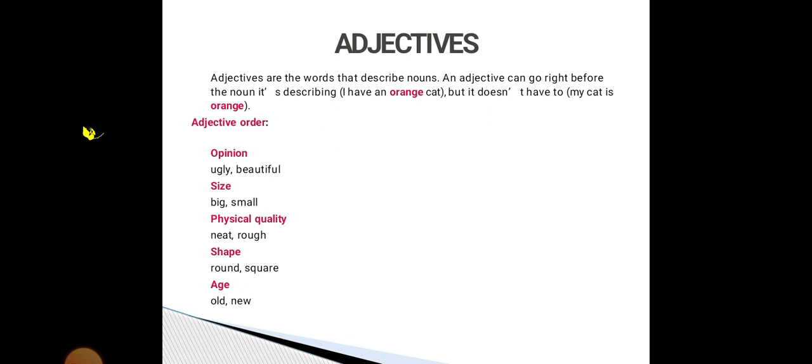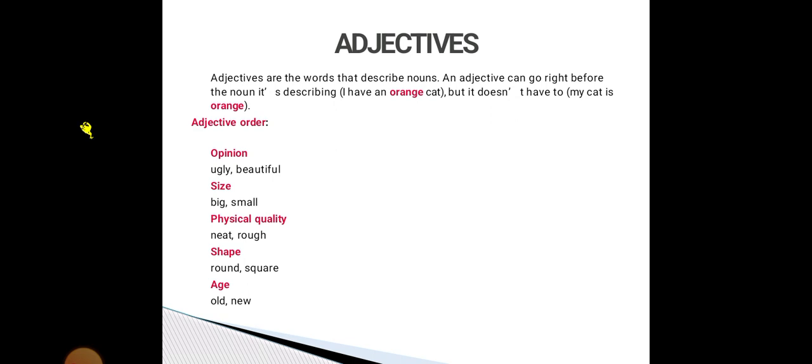What is the order? In adjective order, there are many orders. While using adjectives, what is the order? The first one is opinion. What does opinion mean? Opinion is nothing but some opinion, like ugly, beautiful. He is an ugly boy. She is a beautiful girl. Like that, opinion.